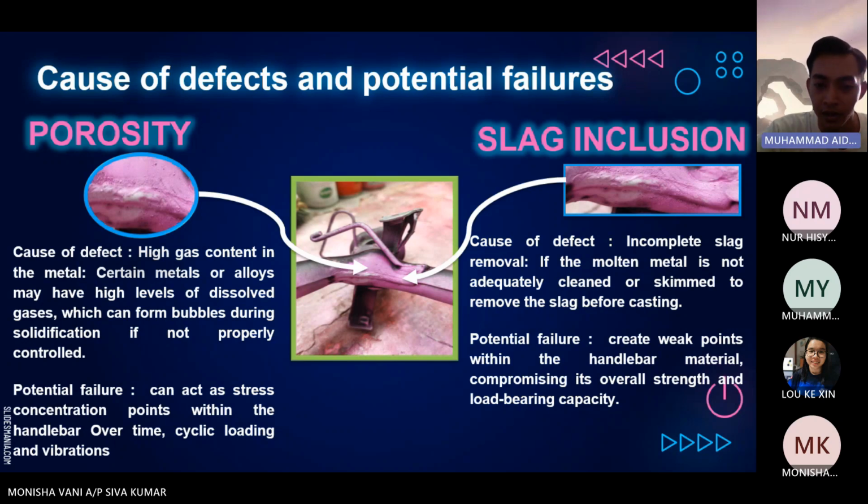And the second defect that we found, the cause of the defect is incomplete slag removal: the molten metal is not adequately cleaned or skimmed to remove the slag before casting. And for the potential failure, it creates weak points within the handlebar material, compromising its overall strength and load bearing capacity.